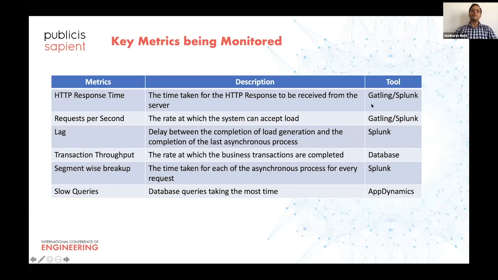While in the performance environment, this data was captured from Gatling's report. In production, we were using Splunk to do the same. The request per second, which is the rate at which a system can accept the load, was again measured in Gatling and Splunk. The lag was essentially captured in Splunk, and the transaction throughput, which is the rate of completion of the business transactions, was extracted from the database using a query.